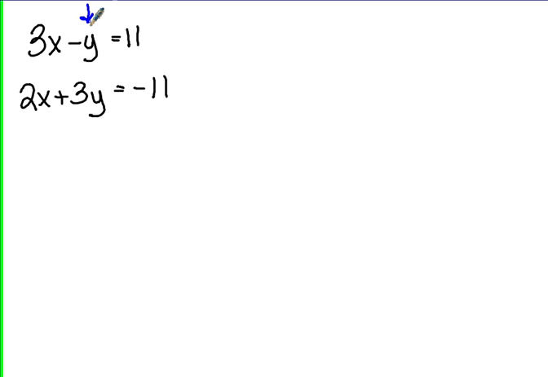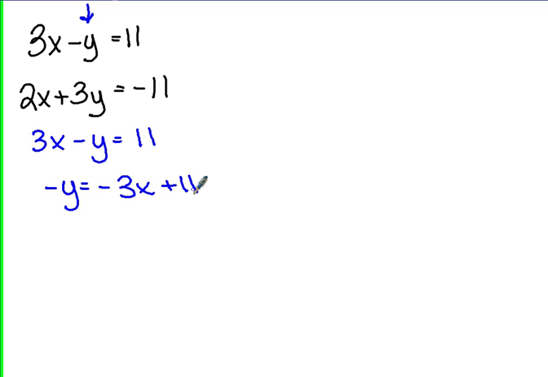If I'm solving for y, right, we're going to subtract 3x from both sides. So then we have negative y equals negative 3x plus 11. And then I'm going to divide by that negative to get y equals 3x minus 11. Okay, I've taken this equation and solved for y.